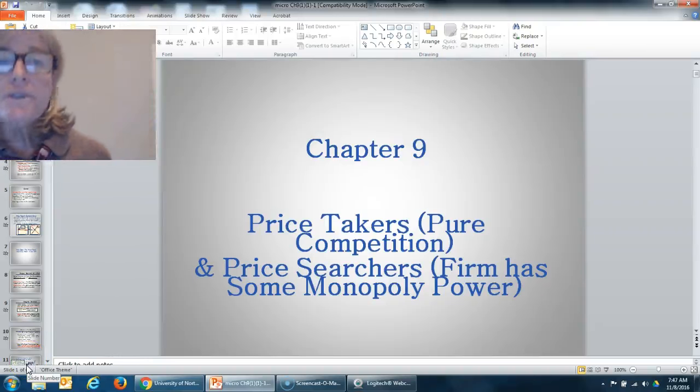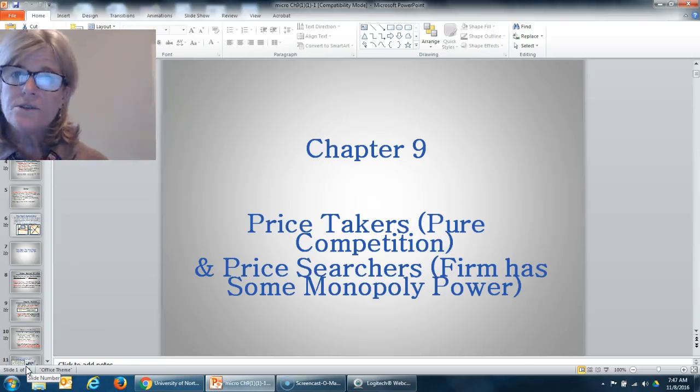So Chapter 9, 10, and 11 are all about industry structure. What that means is we're going to be looking at different industry structures and trying to figure out how producers are going to behave in order to maximize profits. So in these industry structures, Chapter 9, we have price takers and price searchers. This would be similar to pure competition or monopolistic competition, which is another way to say price searchers.